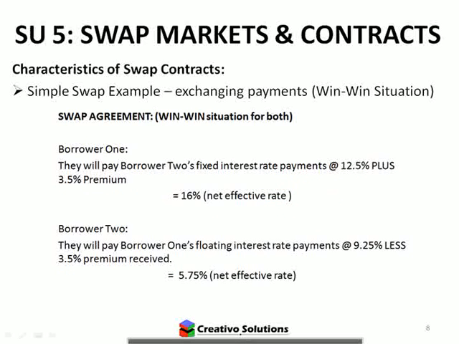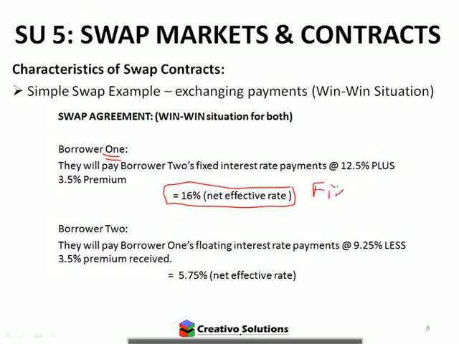Alright, so what will happen? Borrower 1 is going to do what? Borrower 1 is going to pay borrower 2's fixed. And borrower 2 will pay borrower 1's floating. Correct. And borrower 1 must have a premium as well. Exactly. So if I look at borrower 1, borrower 1 is going to end up spending 16% on fixed.